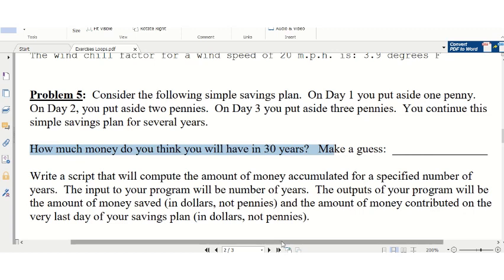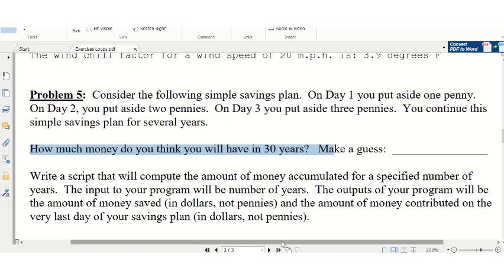Yes, sir. On the first day, you are keeping 1 penny as a saving. Second day, 2 pennies. It is increased. Means for the second day, what is the accumulated value, sir? 1 plus 2, right? 3 pennies you have saved for day 2. Next, let's go for day 3. Day 3, how many pennies you are saving? 3 pennies you are keeping aside.